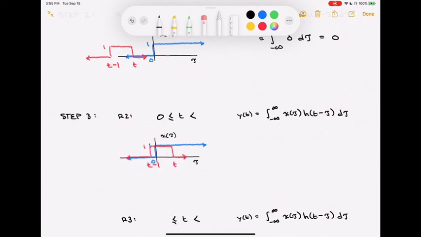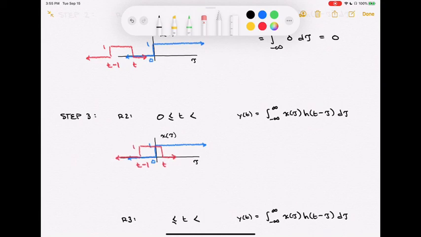Now, if I kept moving my t in here, I could eventually get to where that pulse is fully contained in the unit step. That's going to be a different region because the form of the integral is going to change just a little bit. We'll see that next time. So we don't want to talk about the case when the pulse is fully within x of tau, and we don't want to talk about the case where the pulse is fully out of x of tau. We want to talk about the case where we're just moving that pulse into it.